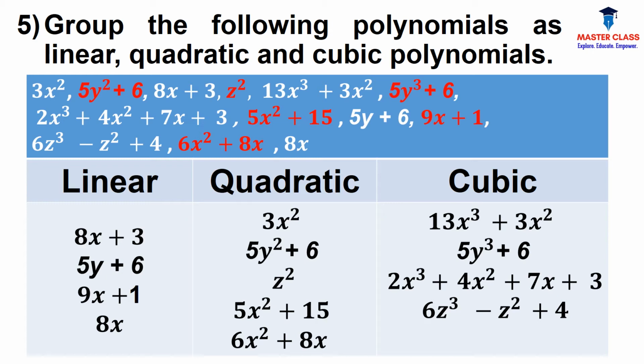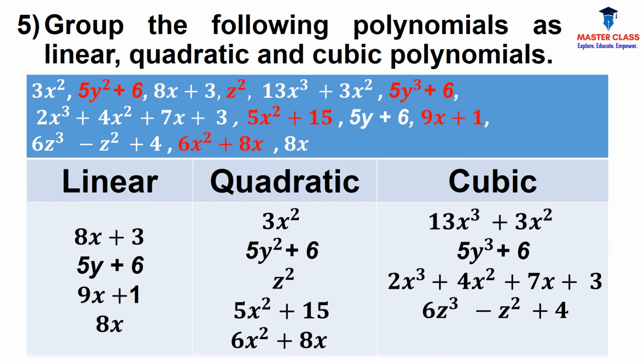The polynomial 5x squared plus 15 has a degree of 2 and hence it is a quadratic polynomial. The polynomial 5y plus 6 is a linear polynomial since the degree of this polynomial is 1. The degree of the next polynomial 9x plus 1 is also 1 and hence it is a linear polynomial. The next polynomial given is 6z cube minus z square plus 4. The degree of this polynomial is 3 and hence it is a cubic polynomial.